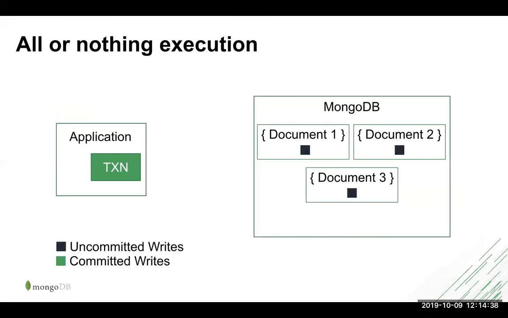Great. So perfect. The next one is all or nothing execution. So let's say I do two writes or three writes across three documents. So I'm updating these three documents in my transaction, but I have not yet committed the transaction. Now, as soon as I go on to commit the transaction, all of these uncommitted writes will be committed together, or they will be rolled back if one of them has an error, let's say. And all of this is just all or nothing execution and illustrating that.